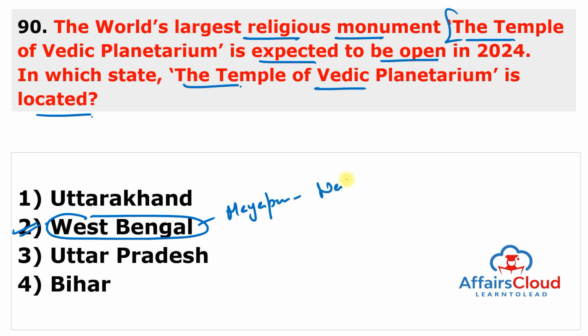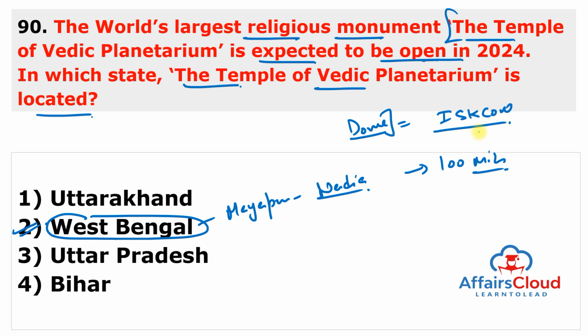Mayapur is in the Nadia district of West Bengal, and the total project cost is $100 million, and it is expected to be open in the year of 2024 due to pandemic, 2 years of delay. And this monument, which will have the world's largest dome, will serve as the headquarters of ISKCON. ISKCON means International Society of Krishna Consciousness, the movement in the vision of Srila Prabhupada, founder of ISKCON. And it will be bigger than India's Taj Mahal and St. Paul Cathedral in the Vatican. So remember, exact area is Mayapur in Nadia district of West Bengal.